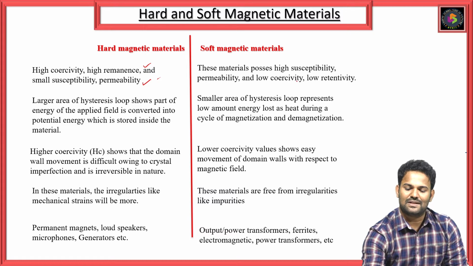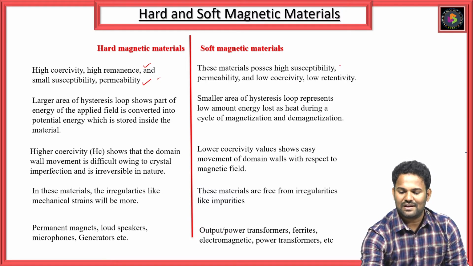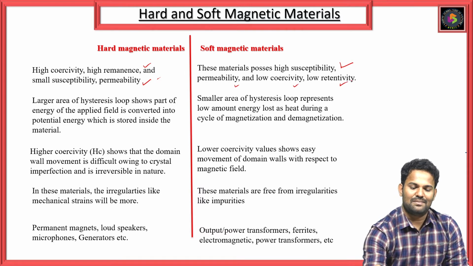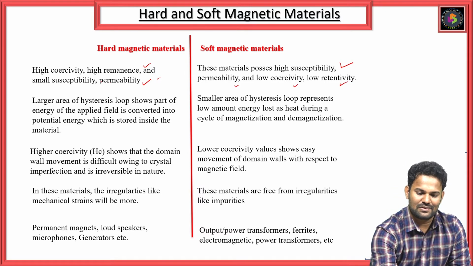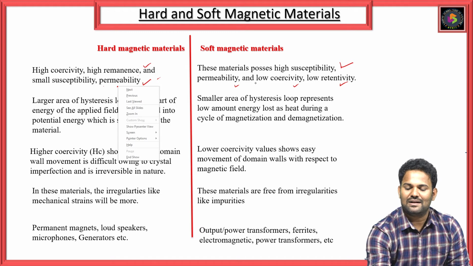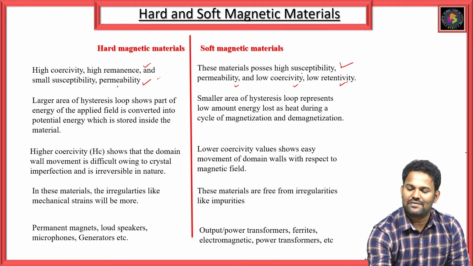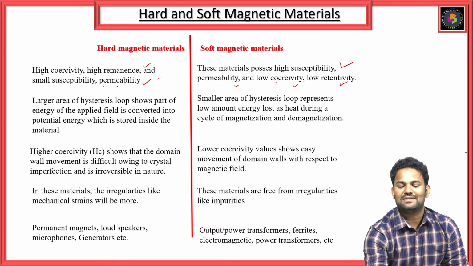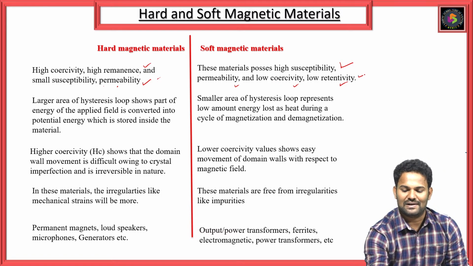Coming to soft magnetic materials, they have high susceptibility and permeability, low coercivity, and low retentivity. So hard magnetic materials have high coercivity, high remanence, and small susceptibility and permeability, and soft magnetic materials have high susceptibility, high permeability, as well as low coercivity and low retentivity values.